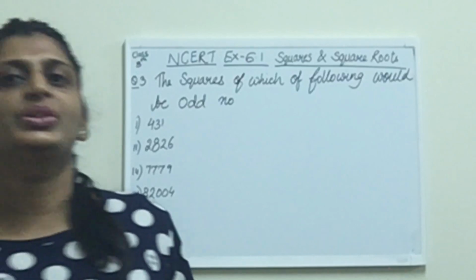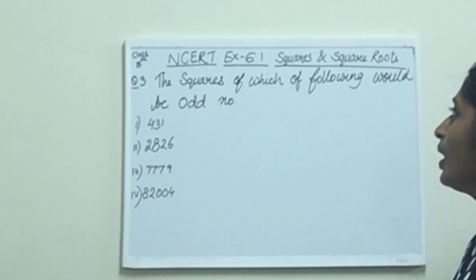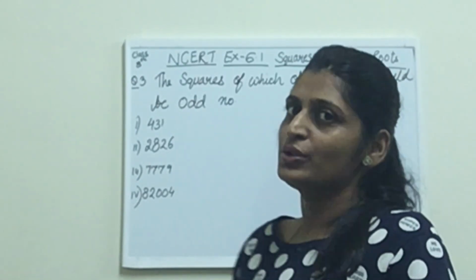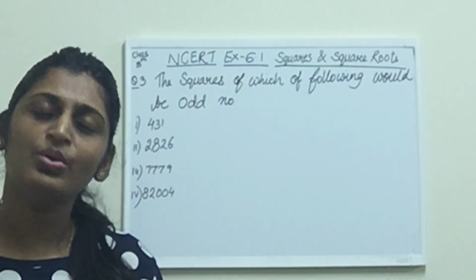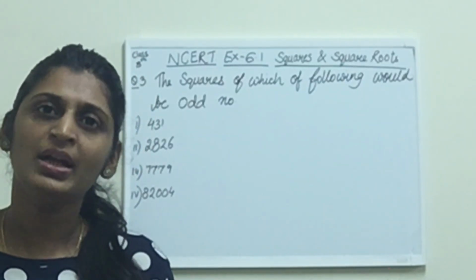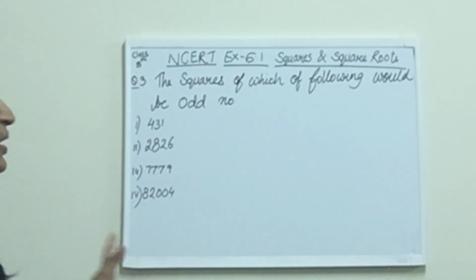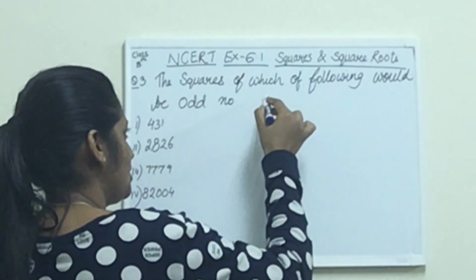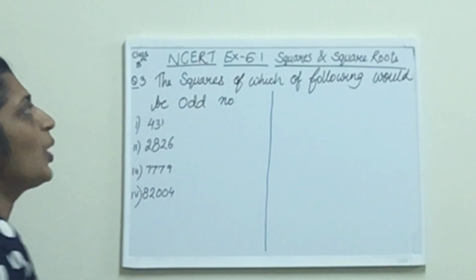So now question number 3, exercise 6.1, squares and square root. Question number 3 says: the square of which of the following would be an odd number? For this you don't need to solve, you only need to use the property and conclude which of them will have odd squares. To solve this question, I would like you all to revise one of the properties which we read in properties of square numbers.